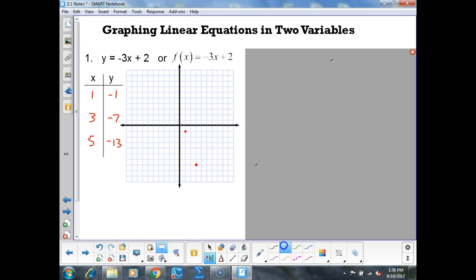Enough to make yourself a line? Because I got at least 2. Okay, you only really need 2. What's another way of doing it? So let's do this one a different way. What's my y-intercept? So I go up 2 from the origin, right? And I put a dot.